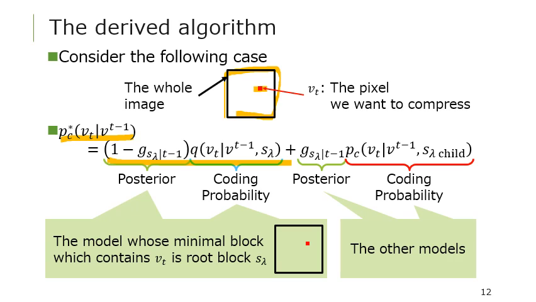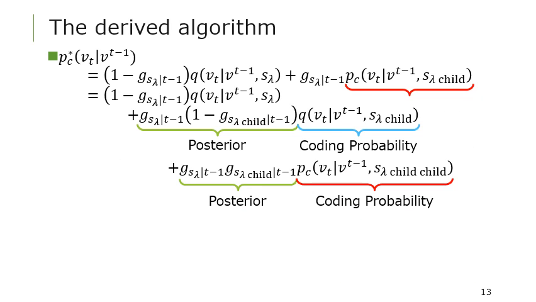The second case is for the other models. These terms represent the posterior and the coding probability for those models. The second case is recursively divided into the other two cases.